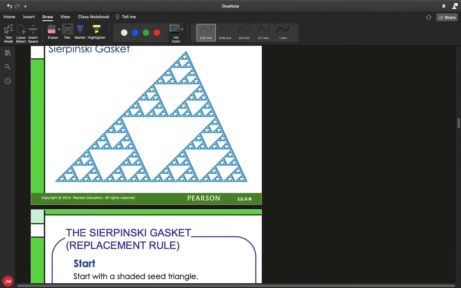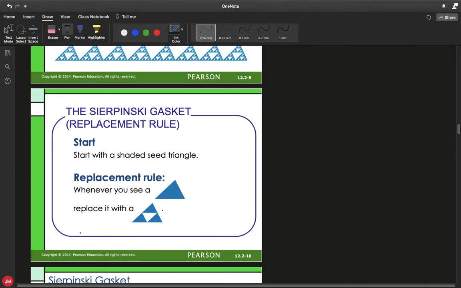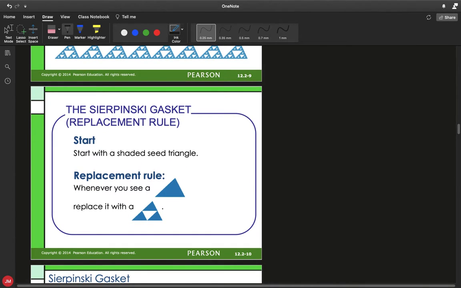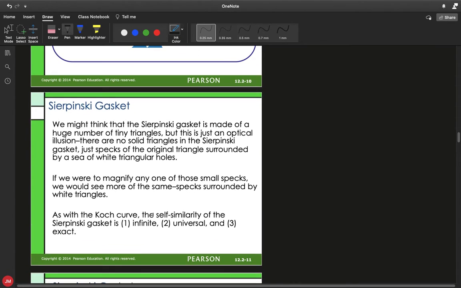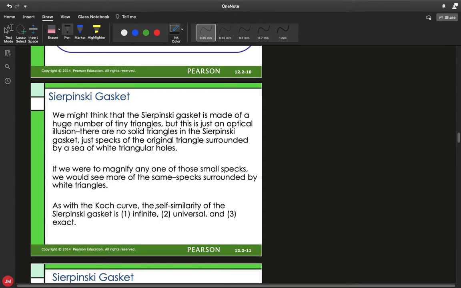Now, some interesting information. But first, let's go ahead and talk about the replacement rule. A very simple replacement rule. Start with your shaded seed triangle. Whenever you see a solid triangle, you replace it with a triangle with the middle triangle missing. Now, at first glance, you might think that the Sierpinski gasket is made up of a huge number of tiny triangles, but really that's an optical illusion. Theoretically, you would continue to remove those solid triangles until there weren't any more. In fact, if you were to continue to magnify any of these small specks around the triangle, you would just see more of the same, more specks surrounded by white triangles.